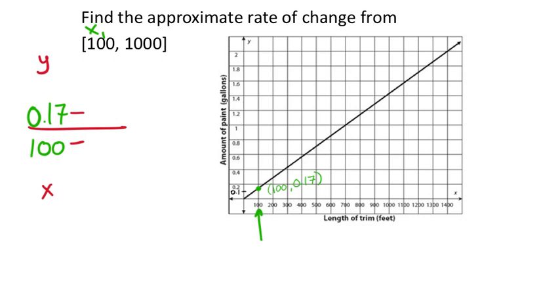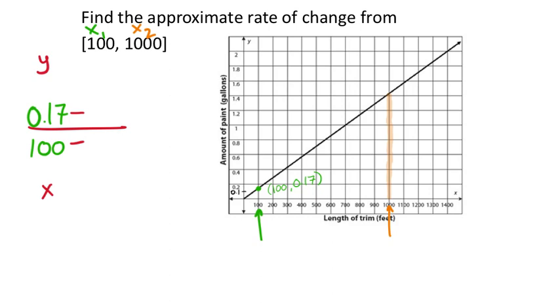But I need some other ordered pair, and that's where it gives me the x value of 1,000 from the interval. So that's my second x value right there, 1,000. On the x number line, I've got to find 1,000. There it is, right there. So I'm also going to follow this line up until I reach the actual line of the graph. There it is.